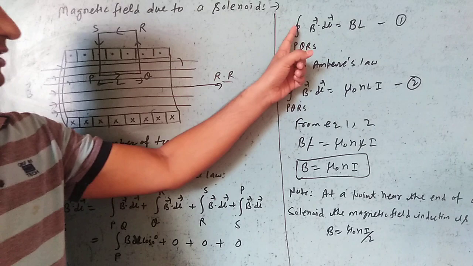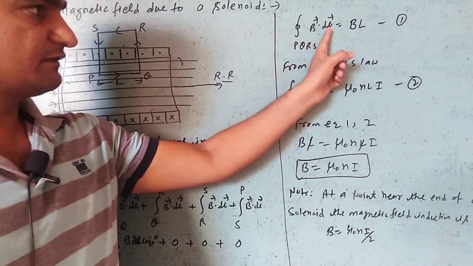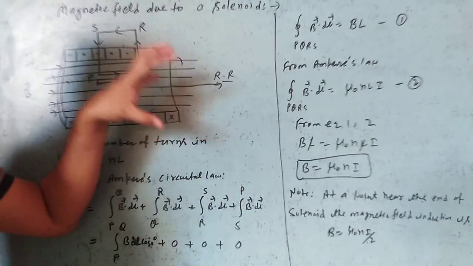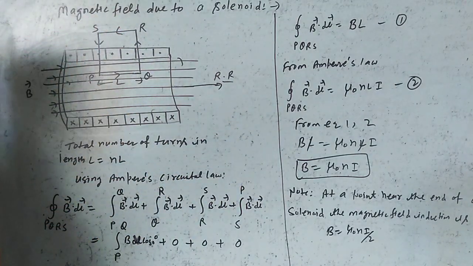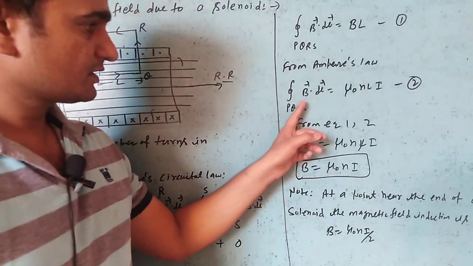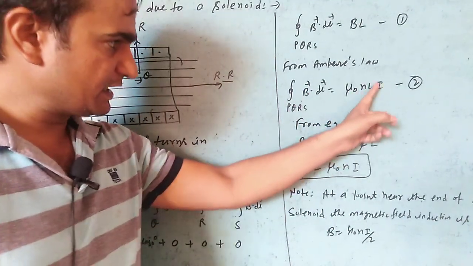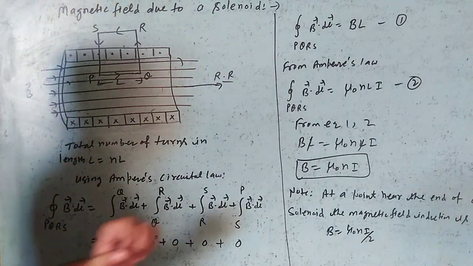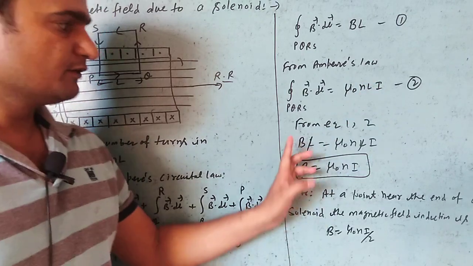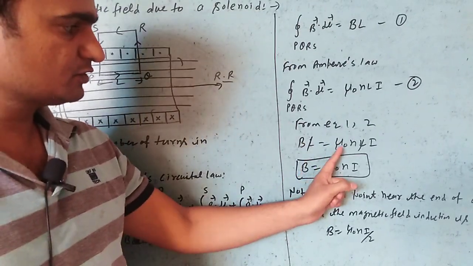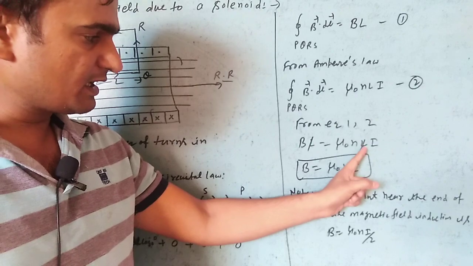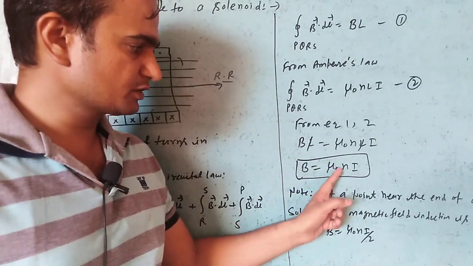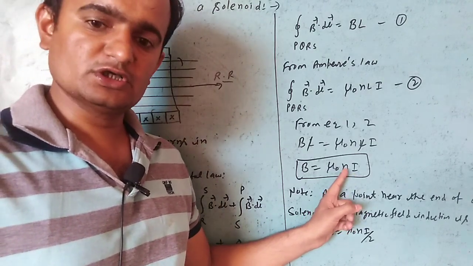Then the value of the closed integral of B dot dL for PQRS is B into L. Now from Ampere's law, the closed integral of B dot dL for this Amperian loop equals mu naught n L I, where nL is the total number of turns in the length. From equation 1 and 2, BL is equal to mu naught n L I. L cancels out. The value of the magnetic field is B equal to mu naught n I.